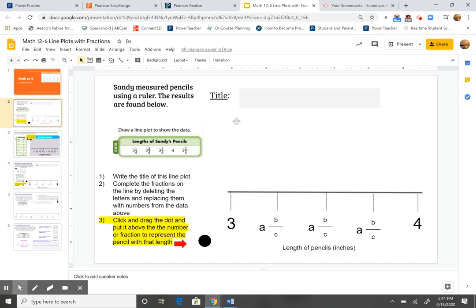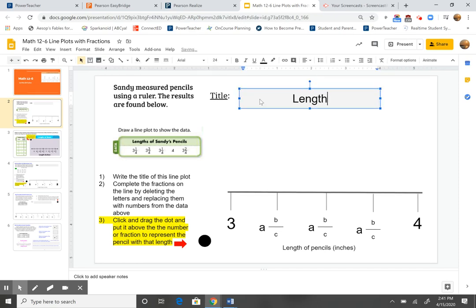The first step is to write the title, and I can get the title right from my data. So we called this lengths of Sandy's pencils. Complete the fractions on the number line by deleting the letters and replacing them with numbers from the data above.